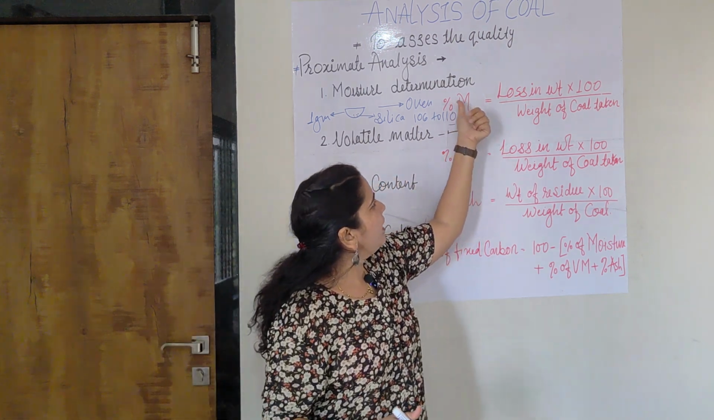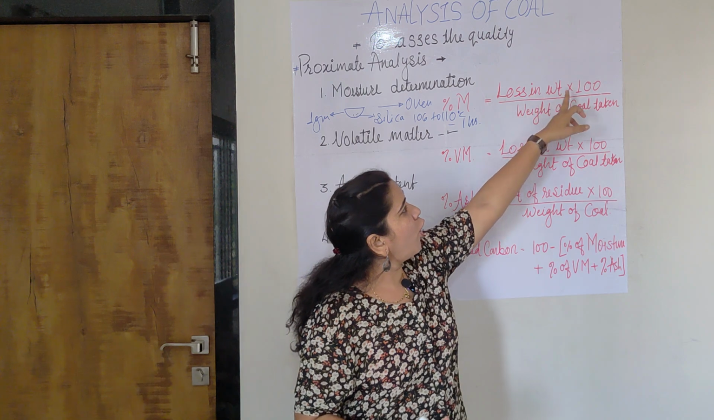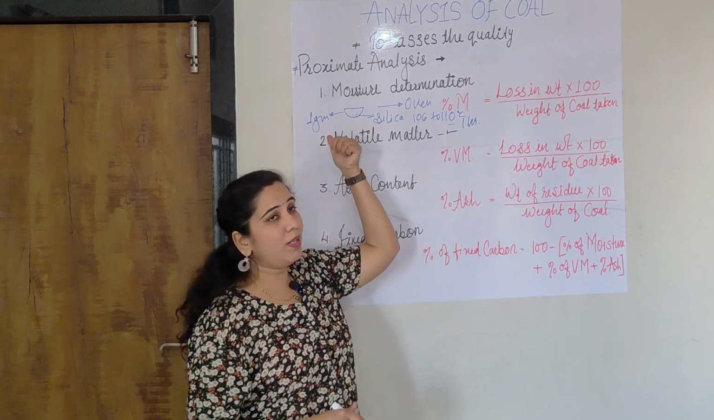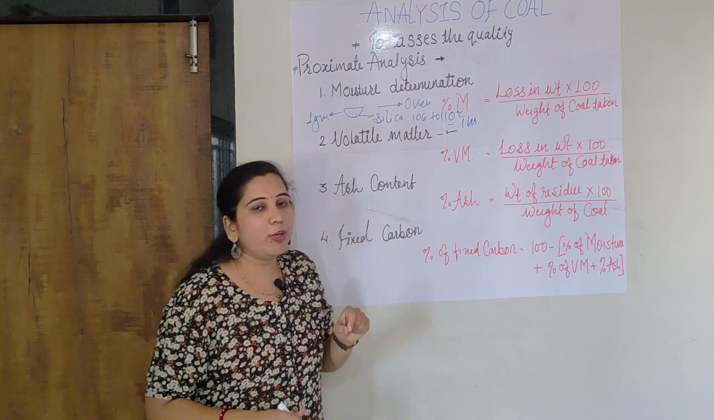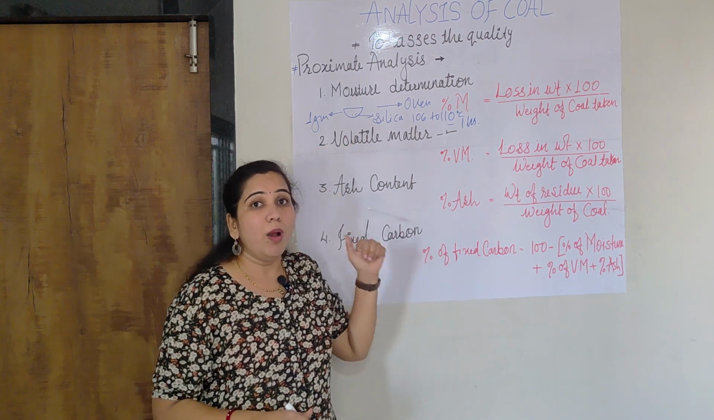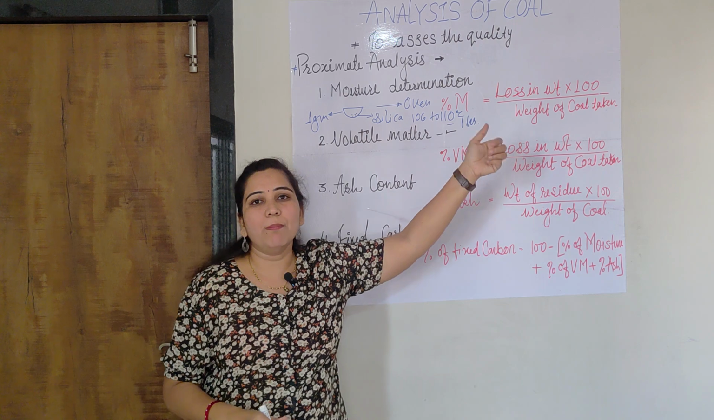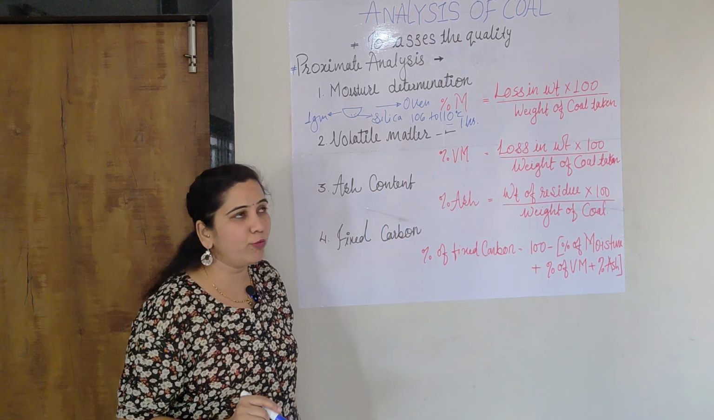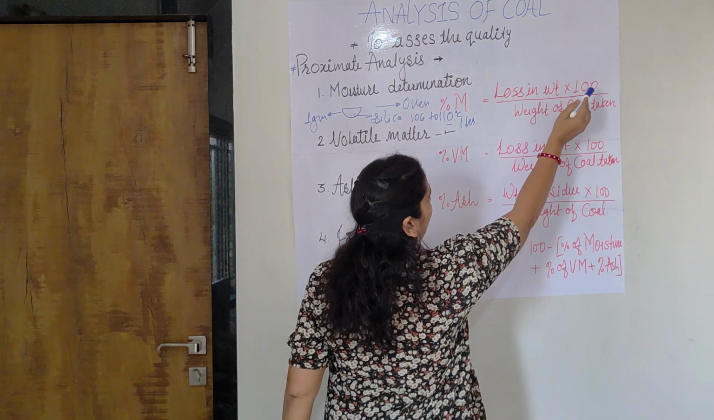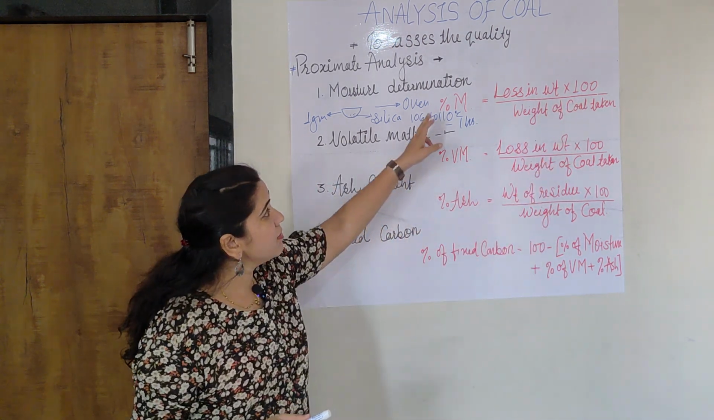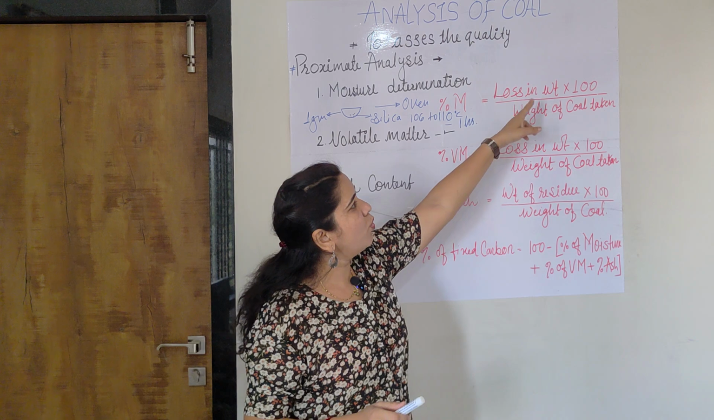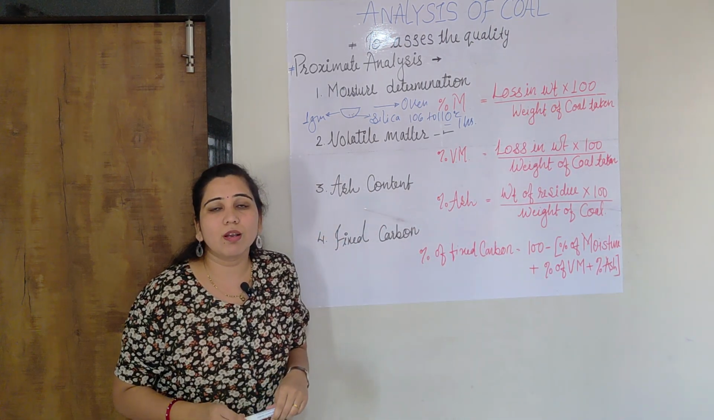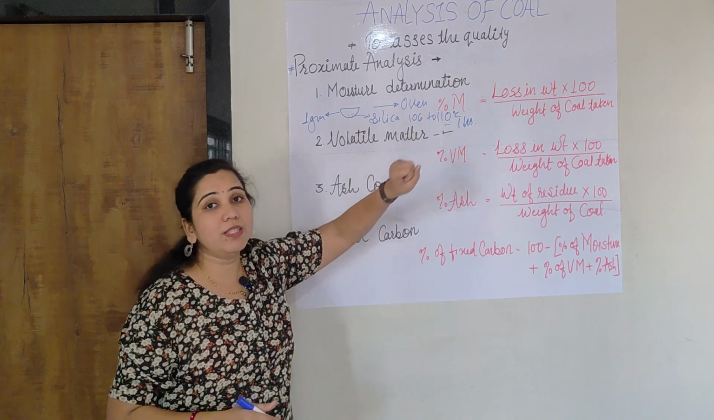So here we get the difference, and we can calculate the percentage of moisture, which equals the loss in weight. The loss in weight of coal is the weight of the coal sample taken at first minus the weight of the coal sample after the procedure. Then the loss in weight of coal is multiplied by 100, because we want the percentage. So percentage of moisture equals loss in weight into 100 upon the total weight of the coal sample, that is just 1 gram. In this way we can calculate the percentage of moisture.